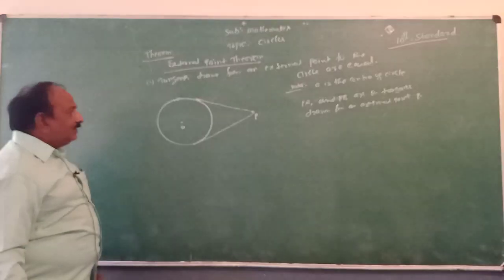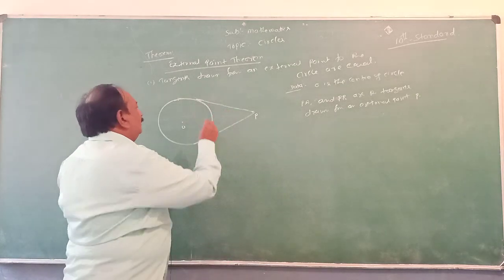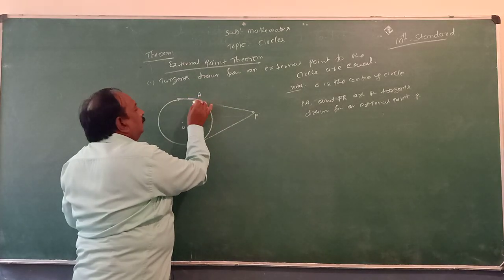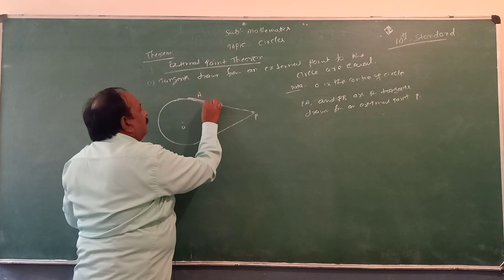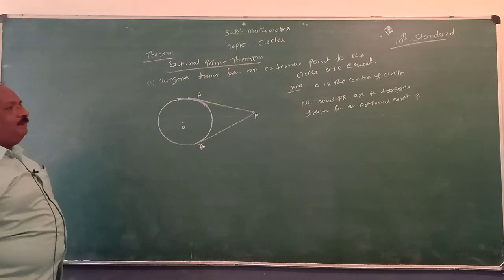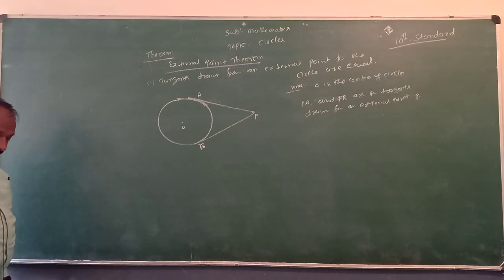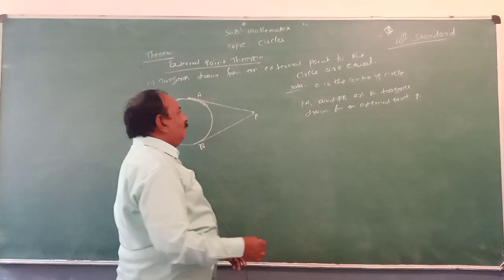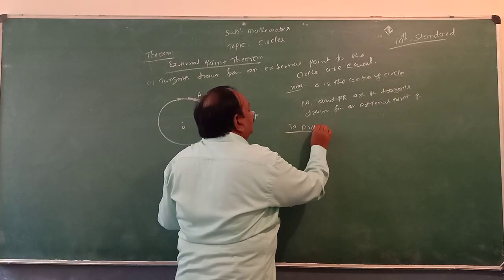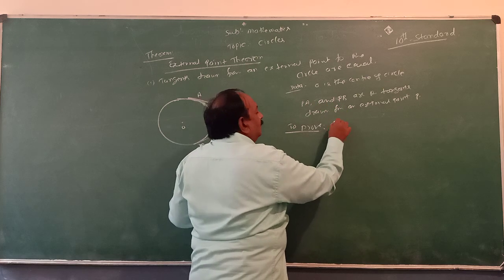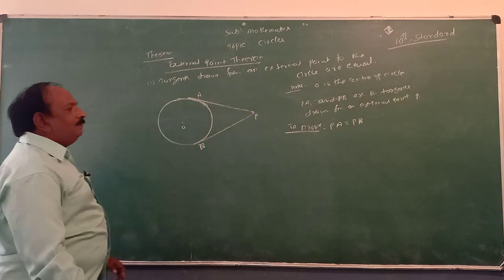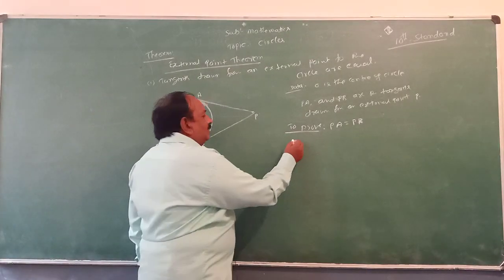O is the center of the circle. PA, this is A. This is the point P. PA and PB are the tangents drawn from an external point P. We have to prove that PA is equal to PB.